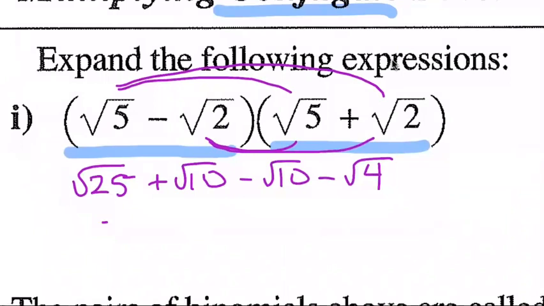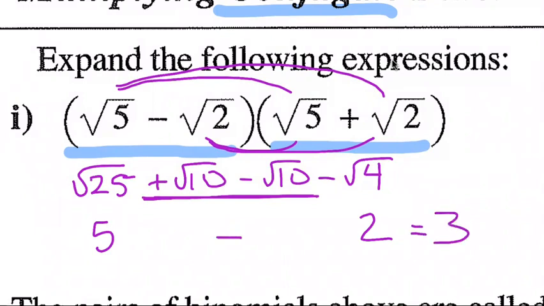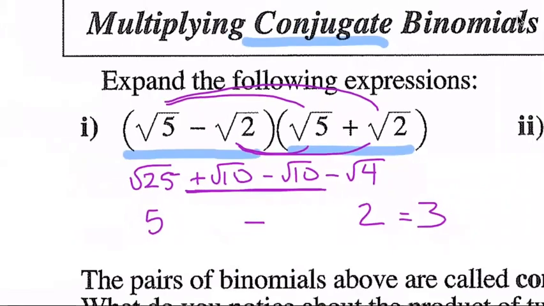Square root of 25 is 5. Square root of 4 is 2. Plus square root 10 minus square root 10, those cancel. So I'm just left with 5 minus 2. 5 minus 2 is 3. So when we multiply by the conjugates like this, it helps to reduce the radical symbols within our questions. And in actuality, it takes them right out. So if we had that in the denominator of a fraction, we'd now be happy because we wouldn't have any radicals in our denominator. And that's the whole idea.